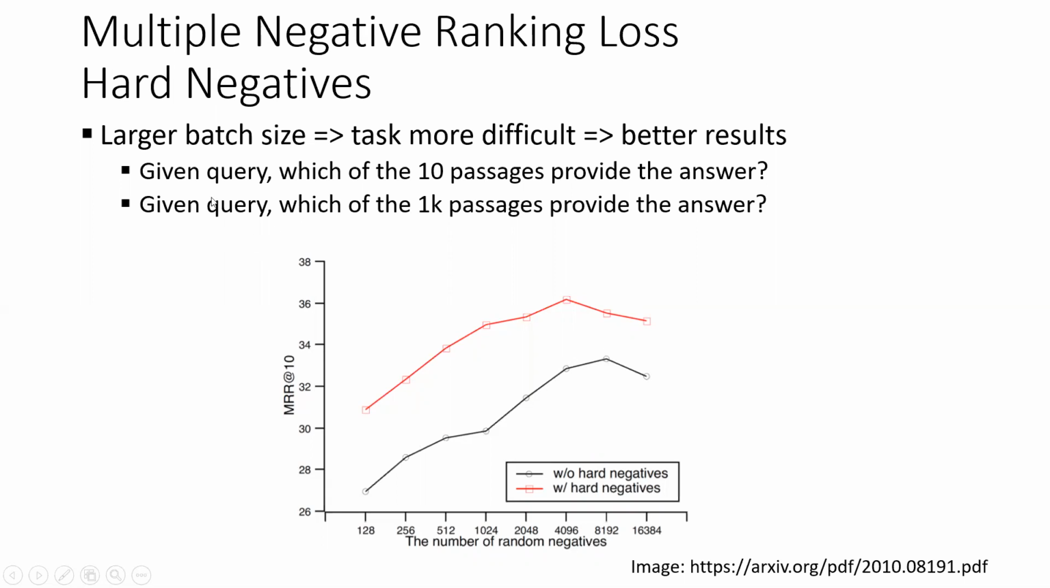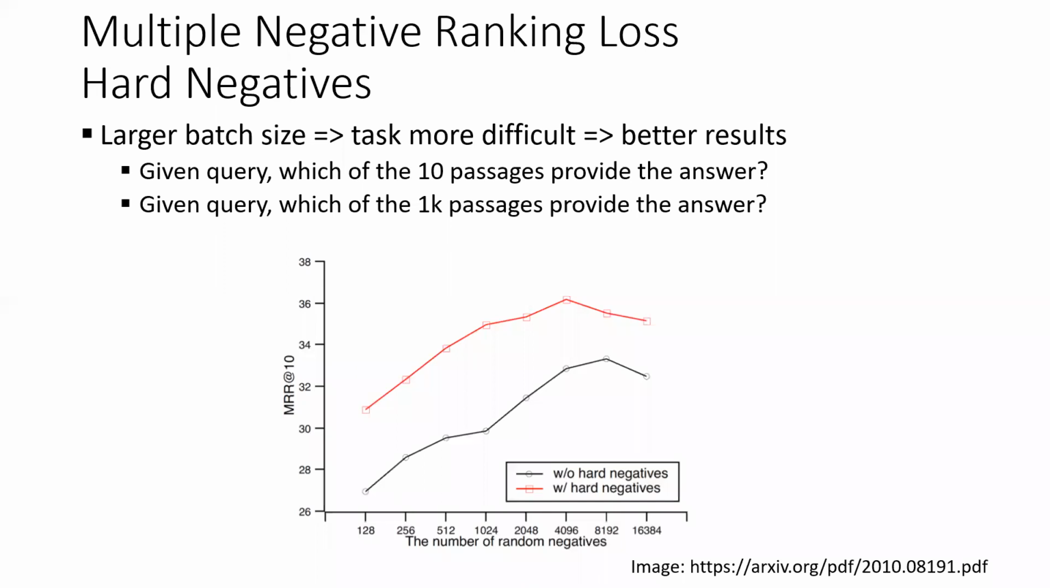It's quite easy to understand. Assume you have some query given and you have 10 different passages provided, one of which is the answer. It's quite easy to identify the correct answer out of these 10 passages. However, if you have a query given and you have 1,000 passages provided, it's a lot harder to find the correct answer out of these 1K passages.